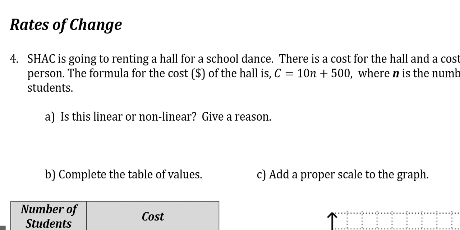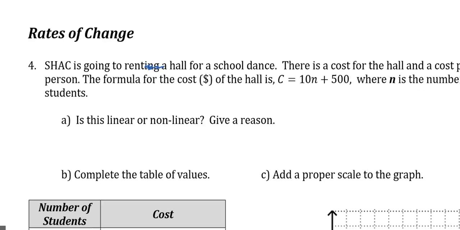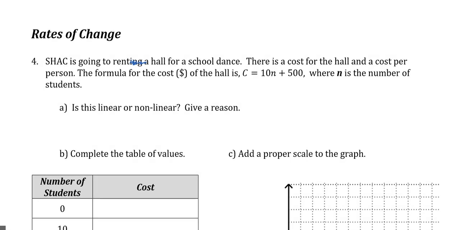Rates of change. Shaq is going to rent a hall for a school dance. There's a cost for the hall and a cost per person. So which one's the initial cost? Which one's the cost per person, right? That's what we're looking at here. The formula for that gives us 10n plus 500. Is this linear or nonlinear?